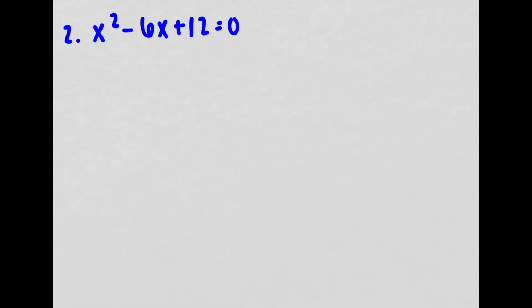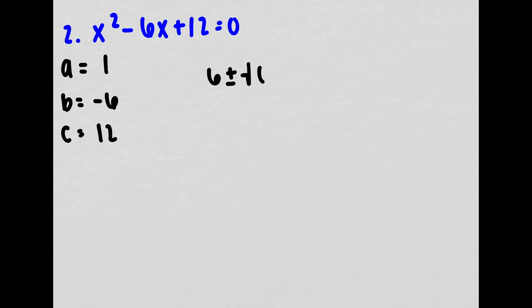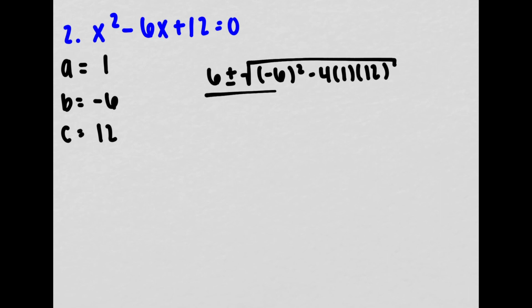So the second example I'm going to do is x squared minus 6x plus 12. I'm going to list out my a, my b, and my c again. A here is 1, b is negative 6, and c is 12. Plug it into the quadratic formula. The opposite of b would be 6, plus or minus the square root of b squared, so negative 6 squared, minus 4 times a, which is 1, times c, which is 12, all over 2a, which is 2 times 1.